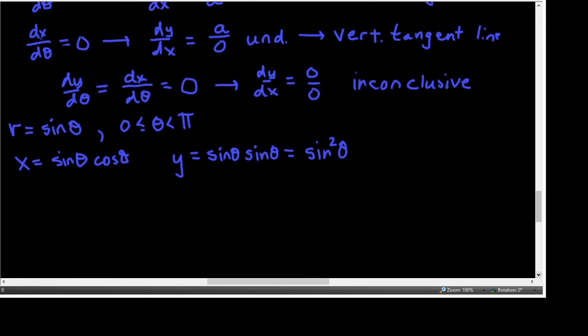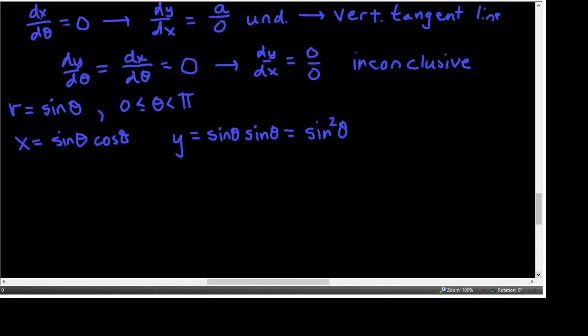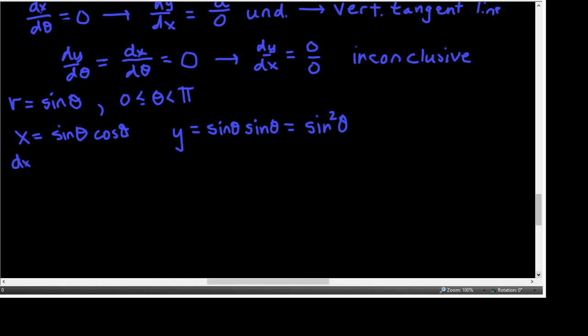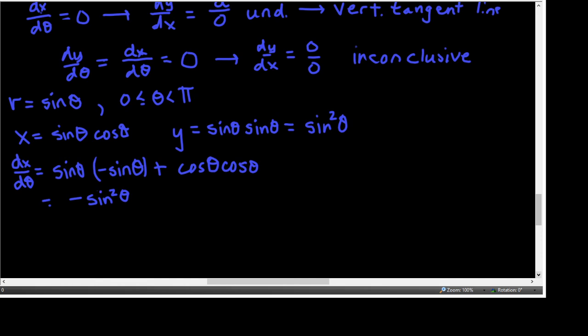So what we're going to do here is to find these tangent lines that are vertical or horizontal. We're going to need to find both dx/dθ and dy/dθ. Okay, so this is a product. So the derivative will be first function times the derivative of the second function plus the second function times the derivative of the first function. Which turns out to be negative sine squared theta plus cosine squared theta, which simplifies to be cosine of 2 theta.